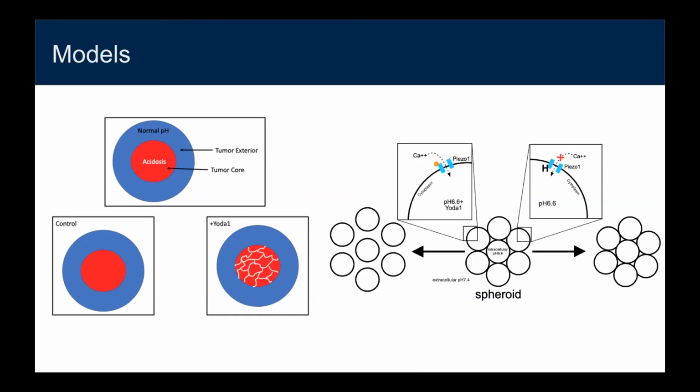And you can see in this pH 6.6 on the right, I tried to show the protonation with a really big H. It looks kind of weird, but I think it gets the point across. And you can see that calcium influx is lost, versus on the left, when Yoda1 is added, I probably could have labeled that little orange dot a little better for Yoda1, you can see that calcium influx is then restored, but then you also get the fragmentation of the spheroid.